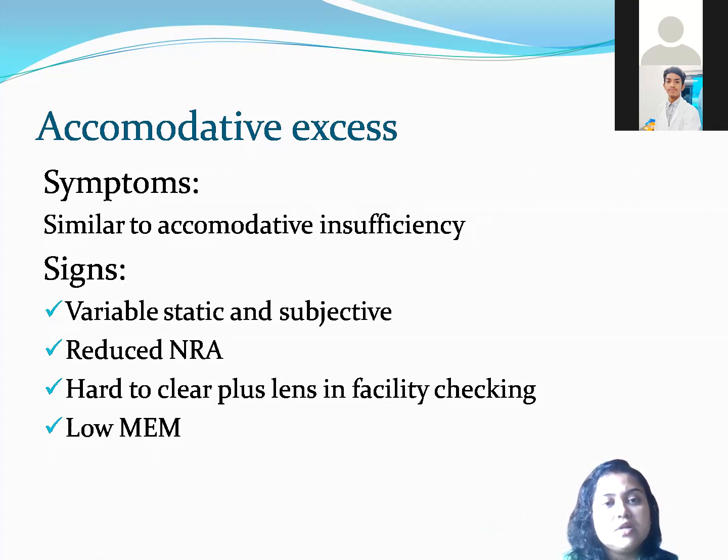And also, if you are testing the accommodative facility, when you are doing it with the flippers, it will be very hard for the patient to clear the plus lenses. If you are getting an NRA around plus 1.25 and PRA about minus 5, you can understand. If you are trying with the plus minus 1 flipper also, the patient will find it difficult to clear the plus 1 lens. Minus lens he will clear easily.